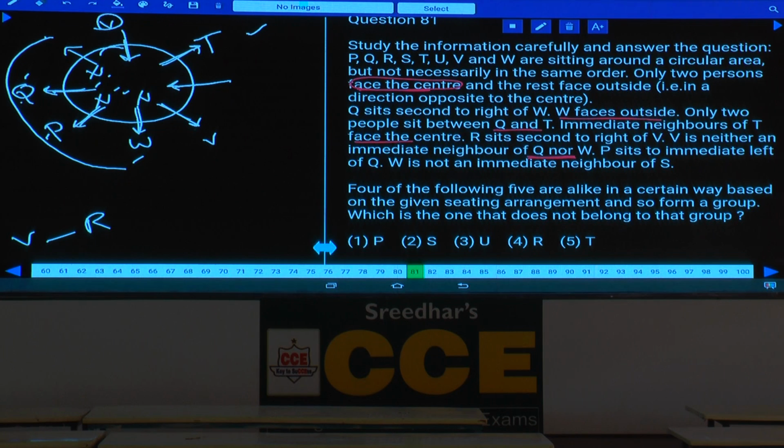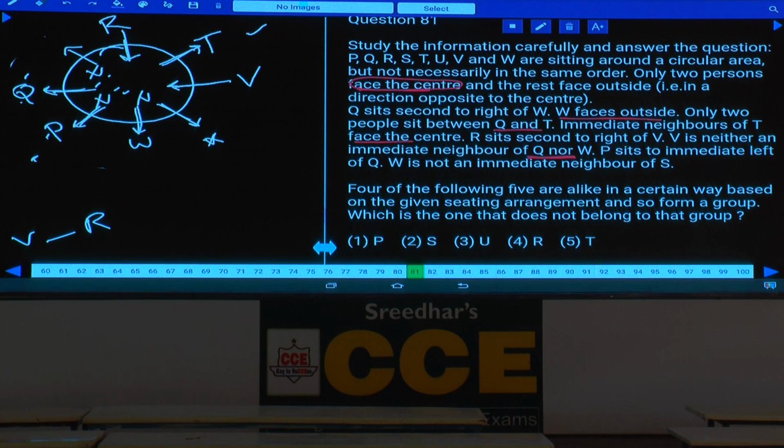Now I am checking out the possibilities for this V. If V is at this place, then R and P must be in the same place, which is not possible. Hence V cannot be here. The only place left over for this V is here. If V is here, then R sits second to the right of V. Then tell me where should this R be? R must be opposite to this W. Hence R must be at this place. Done with this? R at this place.